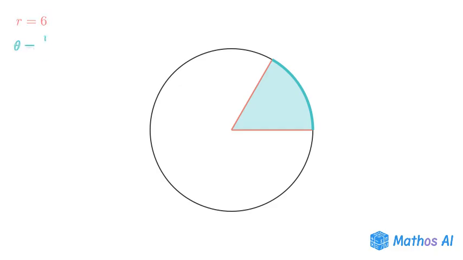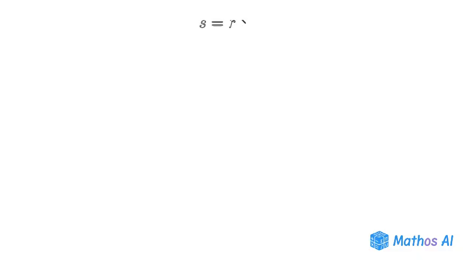To measure this arc, we need two things: the circle's radius, which is 6 units, and the central angle, which is π/3 radians. The formula for arc length is simple: S equals r times theta. Plugging in our values, we get 6 times π/3, which simplifies to 2π.